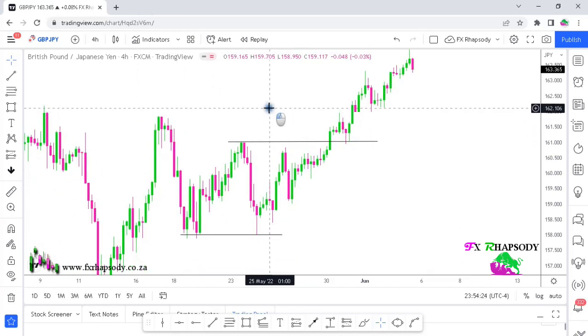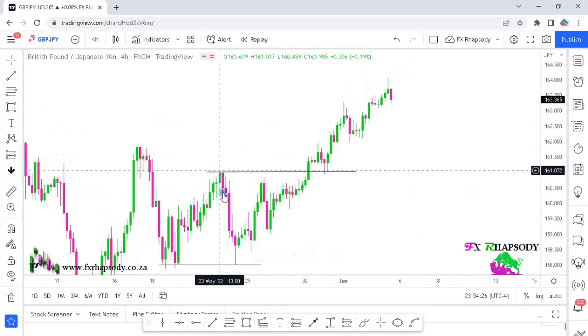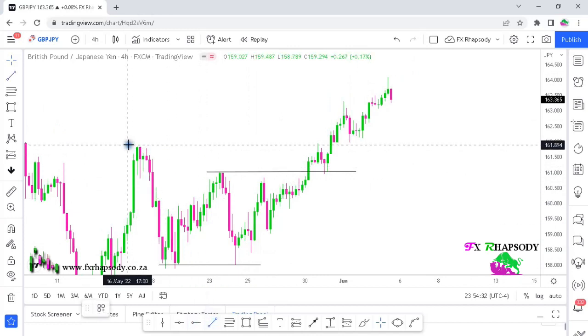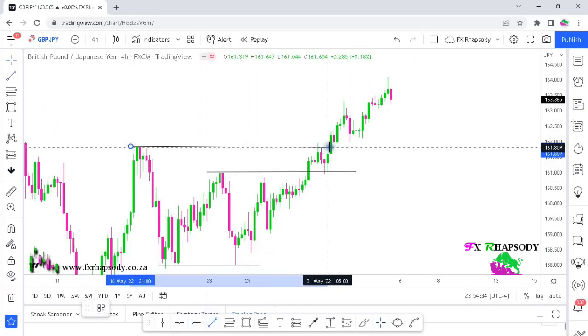Now you could have seen it over here as well. So price going down, going up. There was liquidity intact here. There was liquidity intact over here. Okay, let's just draw it out.